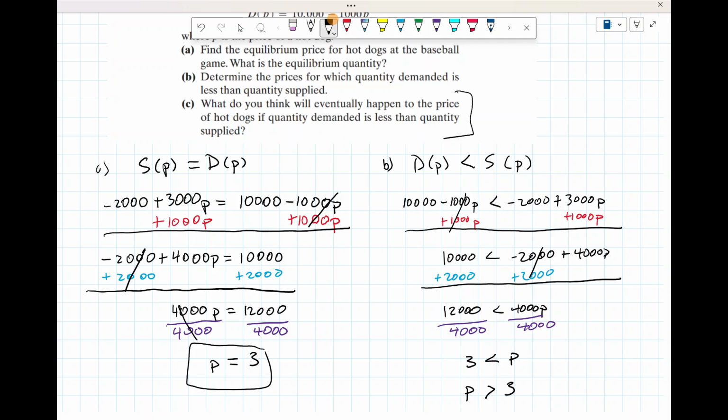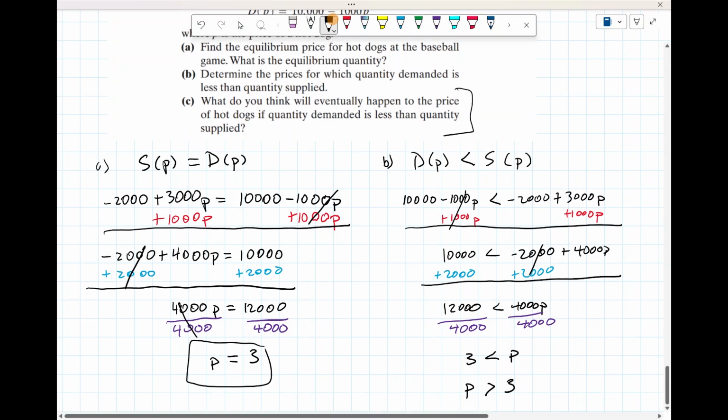And theoretically speaking, eventually maybe they lower it to $3.25. They still have slight extra hot dogs that they're throwing away. Eventually they will find that equilibrium price of $3, and in that case, they will create exactly as many hot dogs as they sell each day, more or less. So I'm not going to write that answer out, but that would be how I would answer that problem.